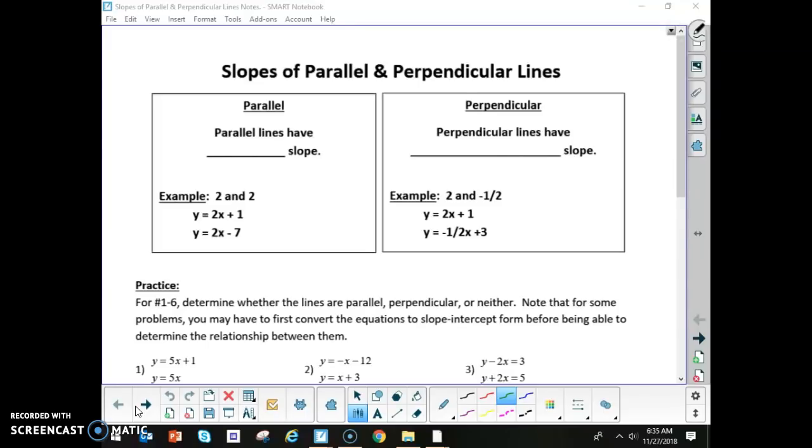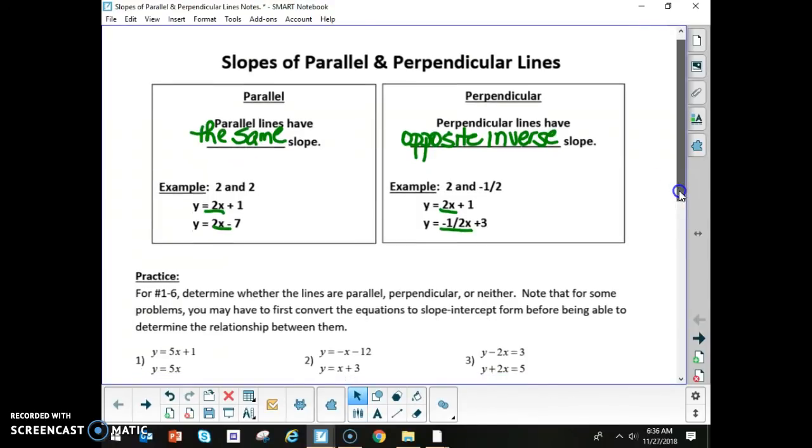Remember that parallel lines have the same slope. Perpendicular lines have opposite, inverse, or reciprocal slope. Notice the same and the opposite inverse.